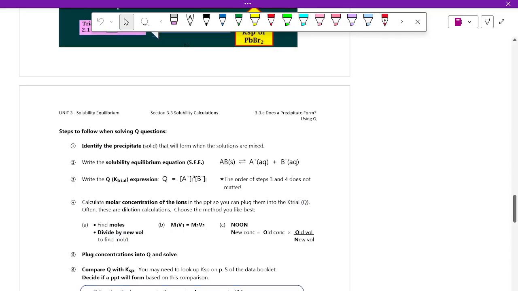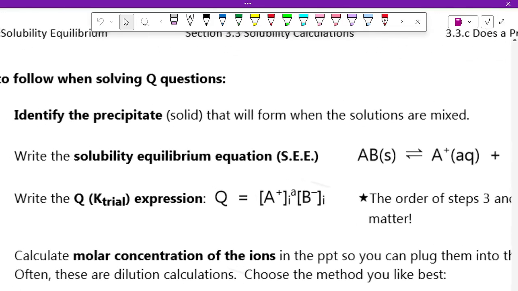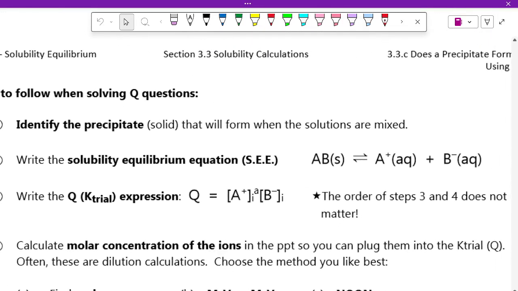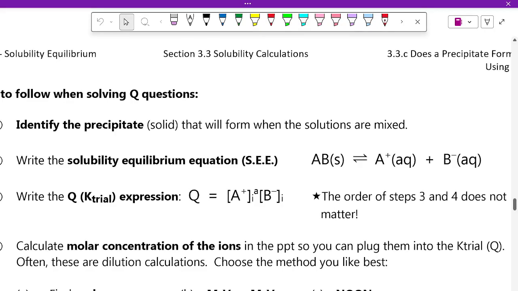Will a precipitate form? If I give you a 0.2 and a 0.2, that's easy. You just look it up on the solubility table. If I say mix equal volumes of 0.2 and 0.2. But with these ones, you have to identify the precipitate. You will be given 2 compounds.